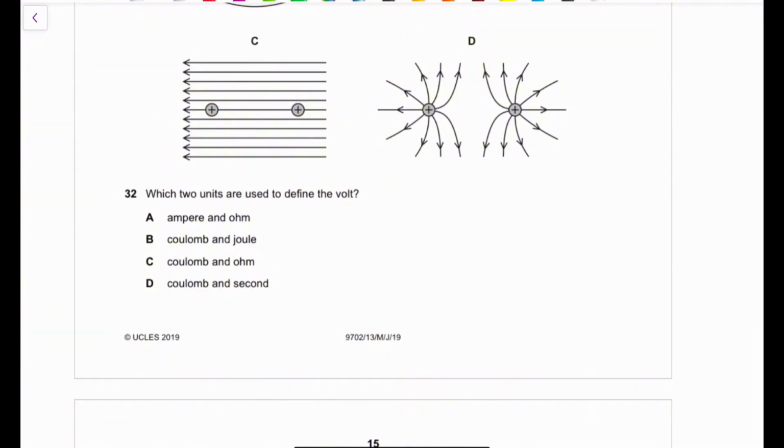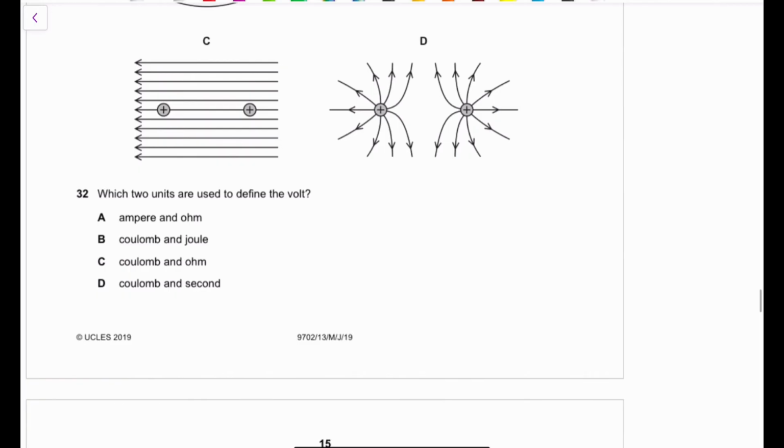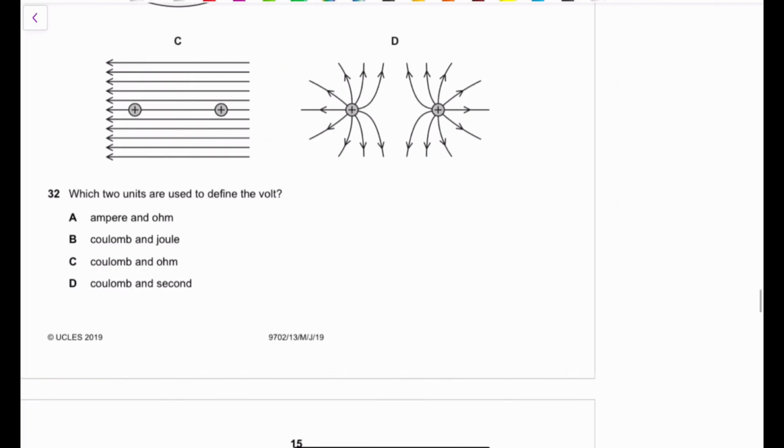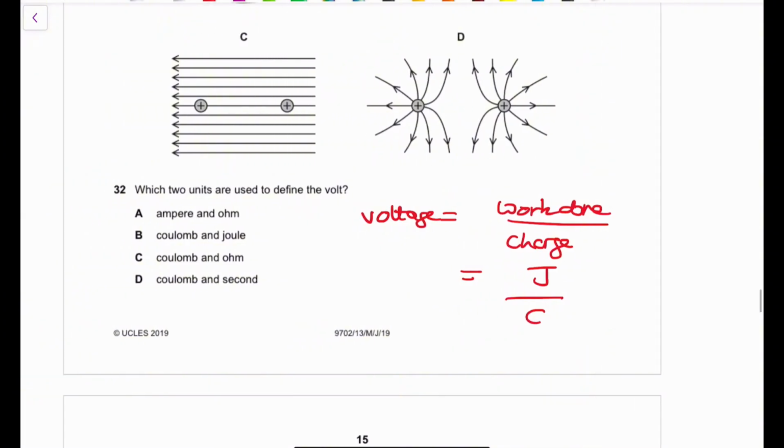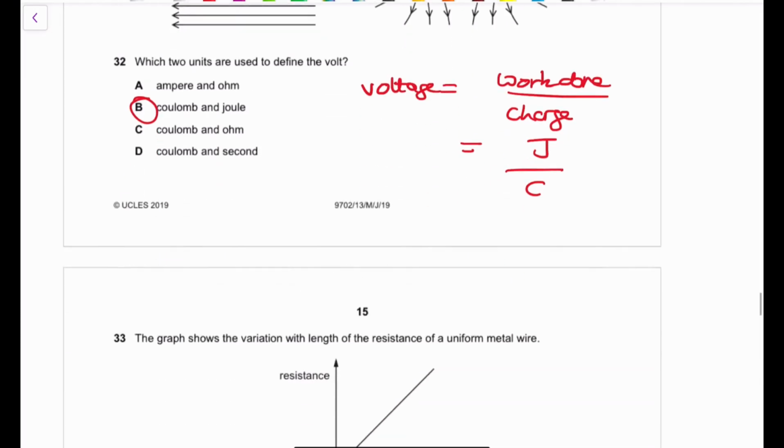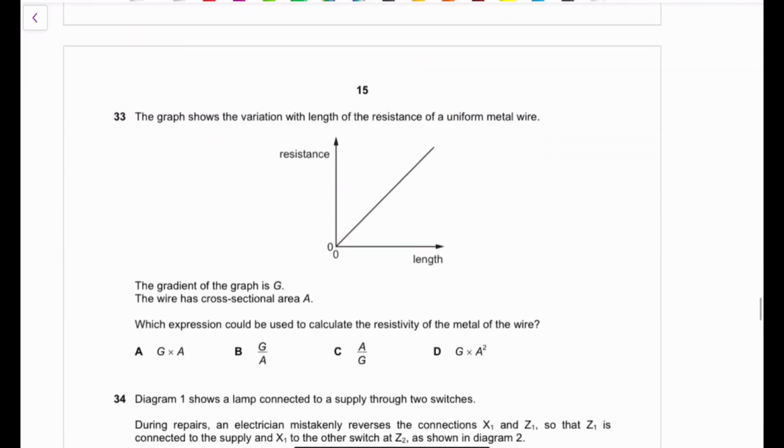You've been asked, which two units are used to define the volt? You might ask yourself, what is the volt? We know that voltage, in other words, is going to be the work done per unit charge. The work done is measured in joules. Charge is measured in coulombs, okay? So joule and coulomb are going to be used to define the volt, right? So it's going to be joule and coulomb. If we move on to question 33.